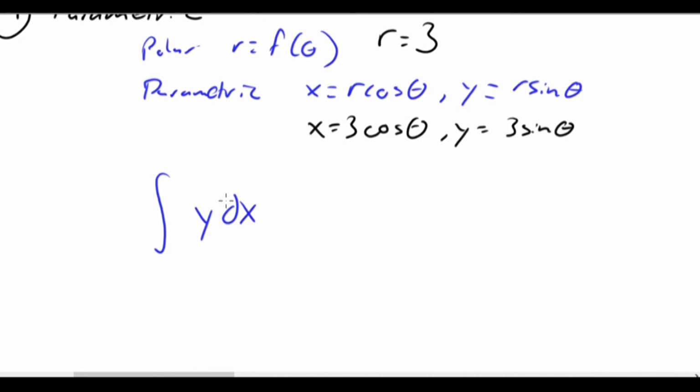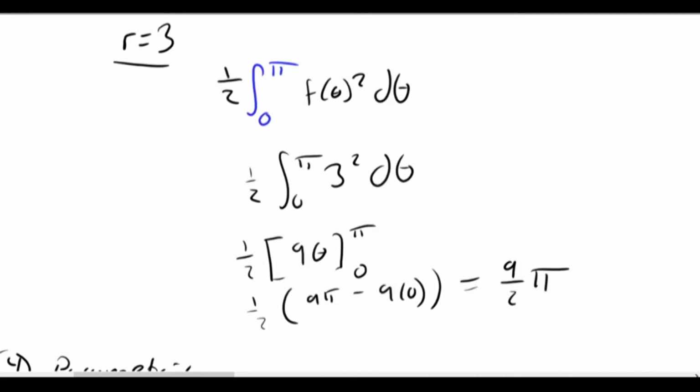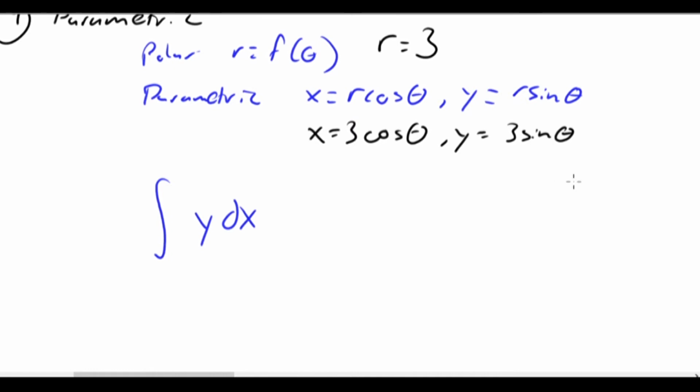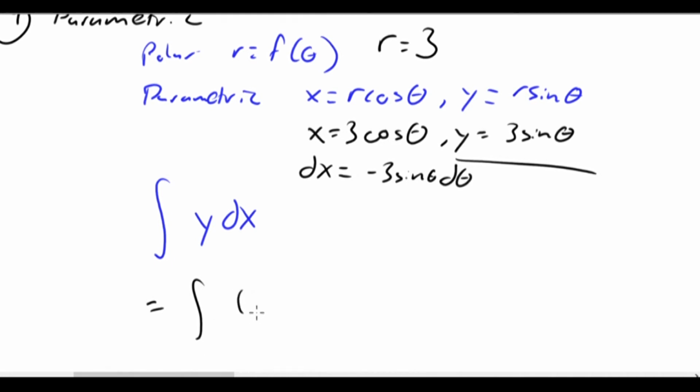We have to be very careful here in this part. First, we're going to substitute. So we know y is equal to 3 sine theta. x is 3 cosine theta, which means dx is equal to negative 3 sine theta d theta. So whatever this integral is, from whatever the bounds, we're going to specify that later. Integral of 3 sine theta times negative 3 sine theta d theta.